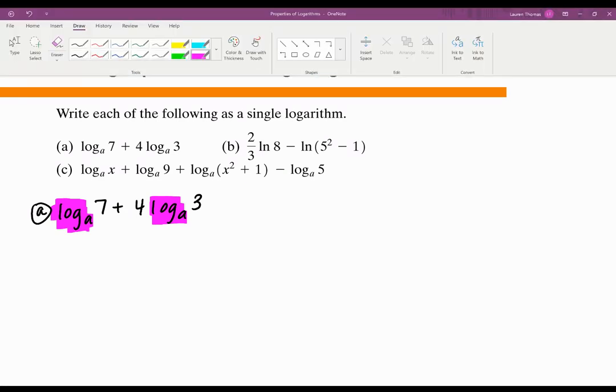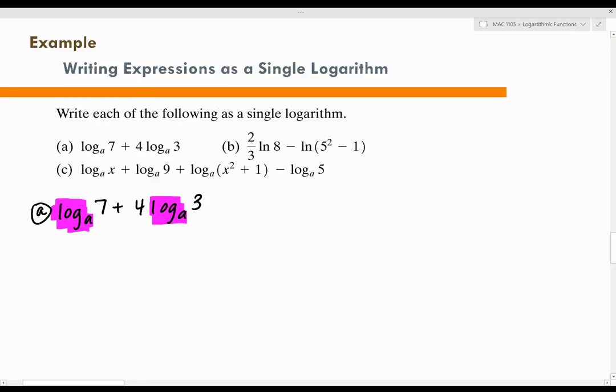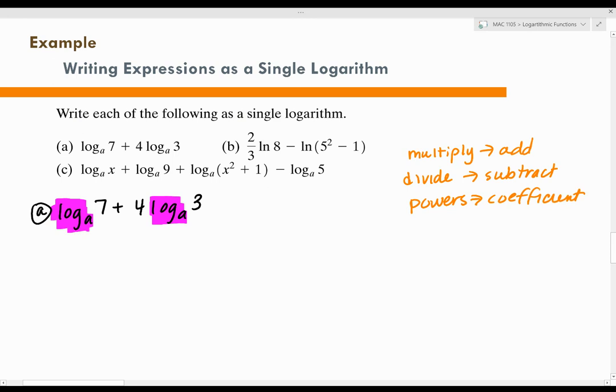So the same properties that we used before, okay? So before when we were expanding, if we saw multiplication, okay? Multiplication could be expanded using addition, okay? If we had division, we could expand it using subtraction, okay? And if we had powers, they became coefficients, okay? When we used these properties before, we were moving from left to right. These same rules still work if you move from right to left.